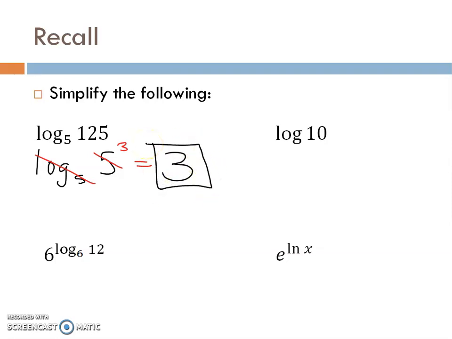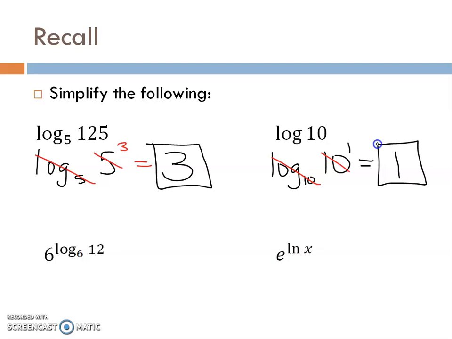Okay, I've got a log of 10. Remember, if it's ever just a log, then that means that it is a log base 10 of 10. So our two bases here match, so we're ready to cancel. I could get rid of this, I could get rid of this, but what do I have left? Well, if it's just a 10, remember that's a 10 to the first power, so our answer for this one is 1.